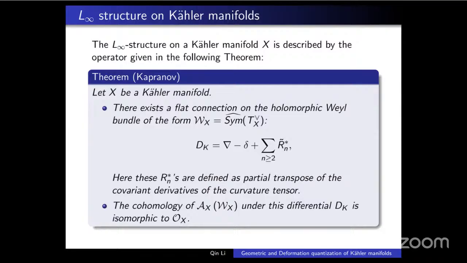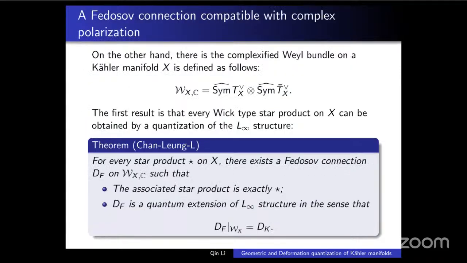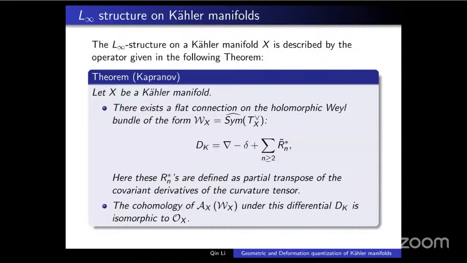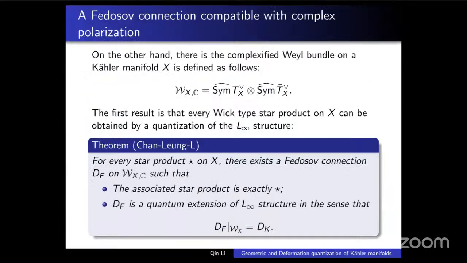So in other ways, this gives a cochain complex model for the holomorphic functions. Now, on the other hand, Kapranov's result is in some sense classical. It's not quantum yet. Now, on this Kähler manifold, there's also this complexified Weil bundle.